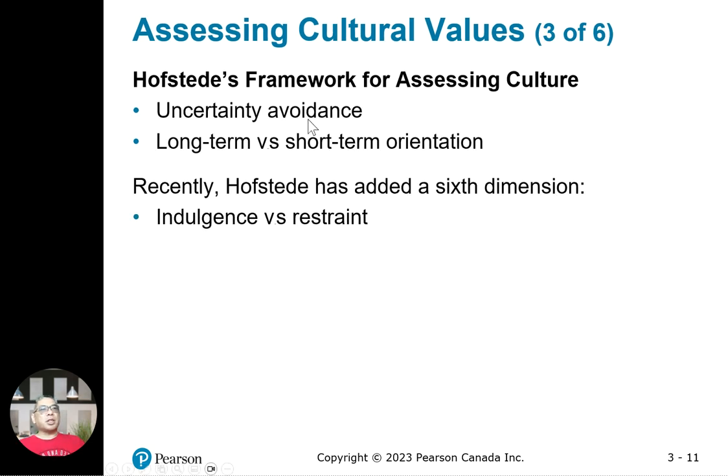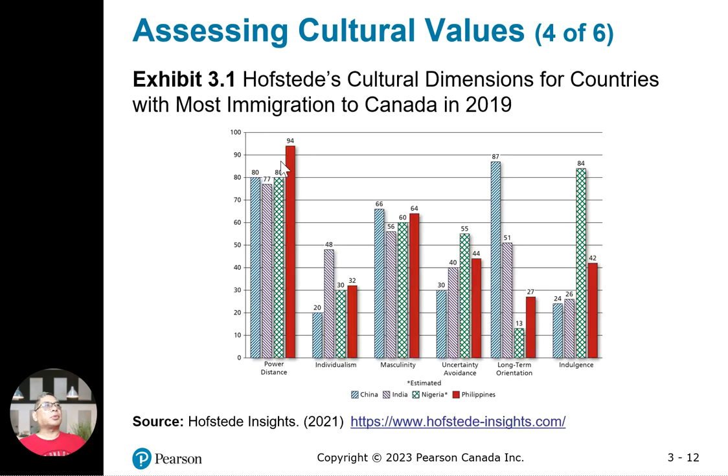The Hofstede framework for assessing culture also includes uncertainty avoidance and long-term versus short-term orientation. The American long-term goal versus the Japanese, the other way around actually. Long-term goals of the Japanese companies versus the short-term goals of the American Fortune 500 companies. Recently, Hofstede has added a sixth dimension: indulgence versus restraint. And in the Hofstede culture dimensions of the countries with the most immigration to Canada, which we have seen in Canada, okay? Power distance, individualism, masculinity, assertiveness, long-term orientation, as well as indulgence.